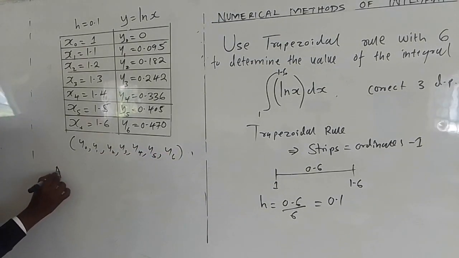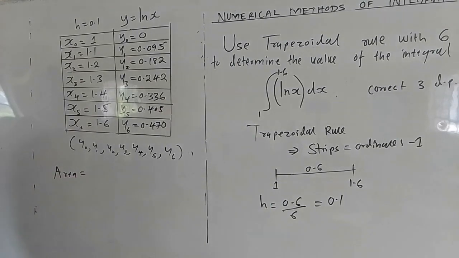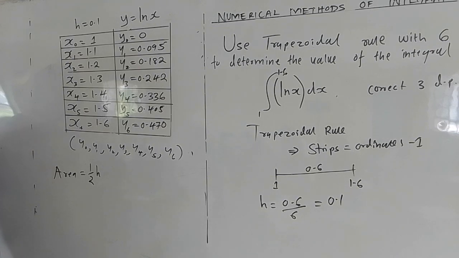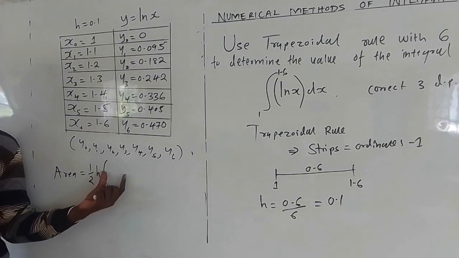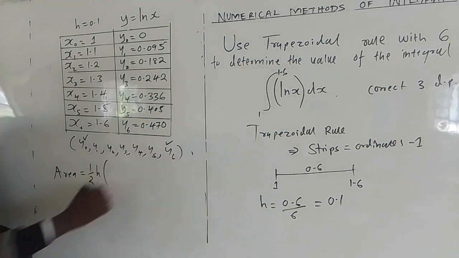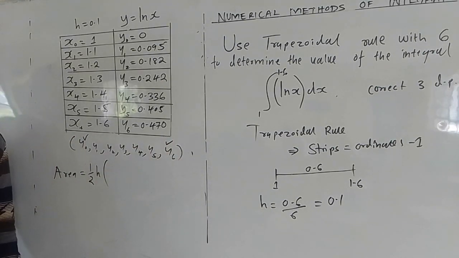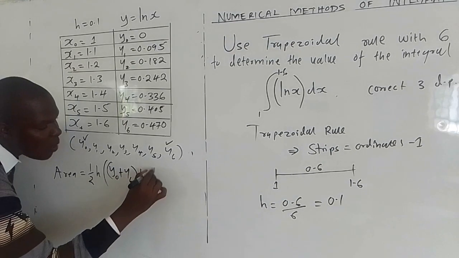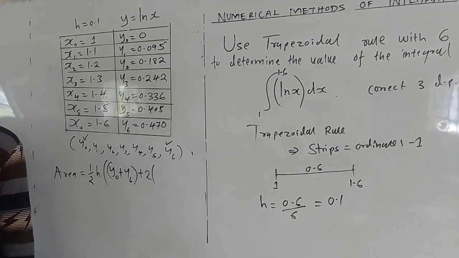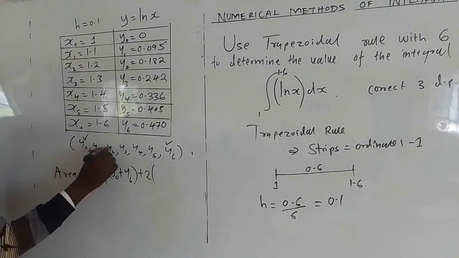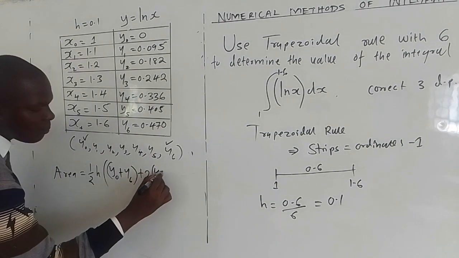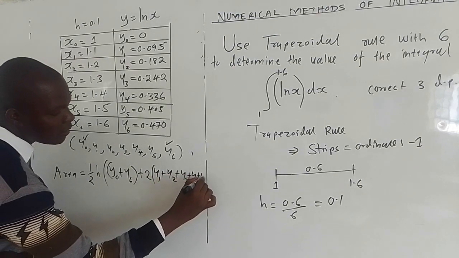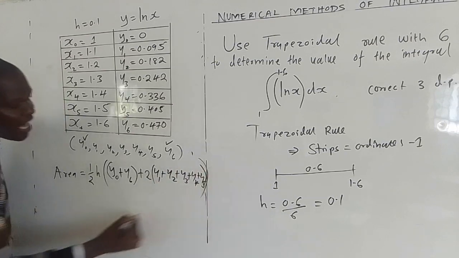So what is area according to this trapezoidal rule? Area's trapezoidal rule, it is a half h, isn't it? Are we together? A half h into, you add the ends. The ends is y0 and y6. Then plus twice what is left, isn't it? So what is left? See, these ones are the ones which are left. y1 plus that y5. So you have dealt with everything.